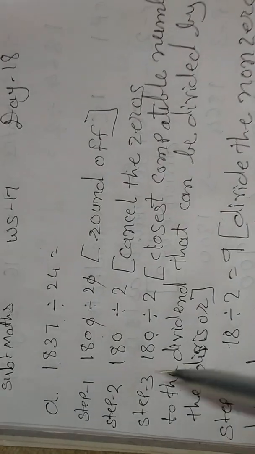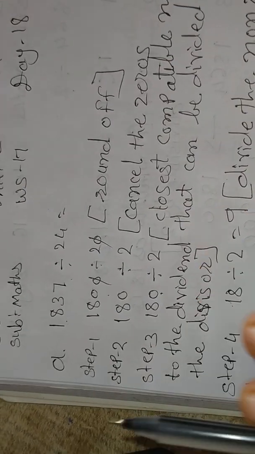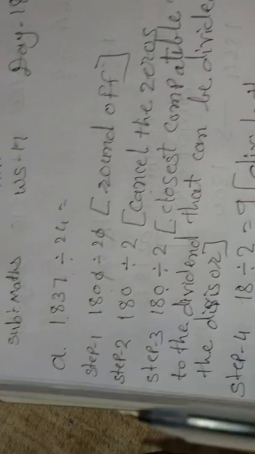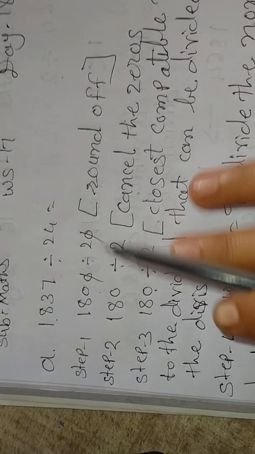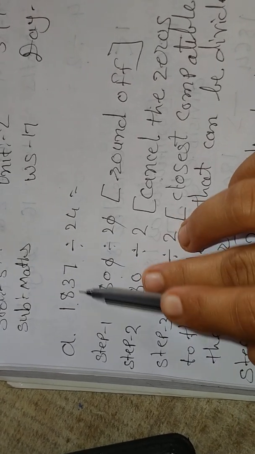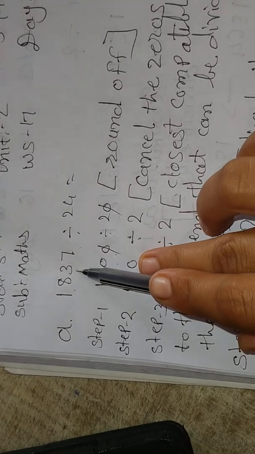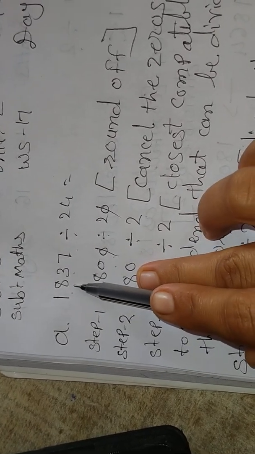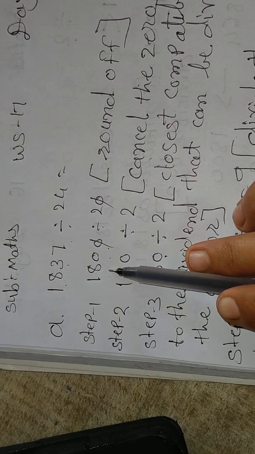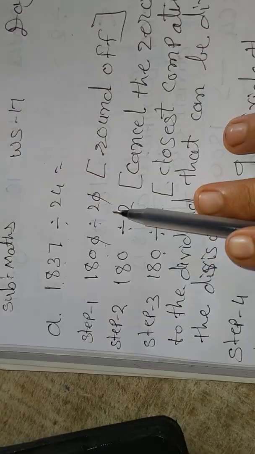Now students, हमें सबसे पहले क्या करना है, whenever we start the estimation question, at that time first of all we have to round off, nearest 1000 or nearest 100 we have to find. So 837 is there, so nearest 100 is 800, right, because 3 is the smaller number than 5. So here we have to write 18,800. 24 nearest tens is 20.